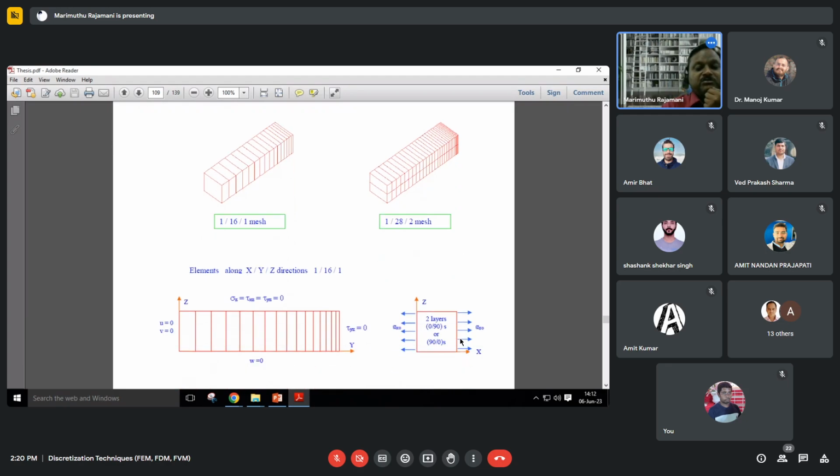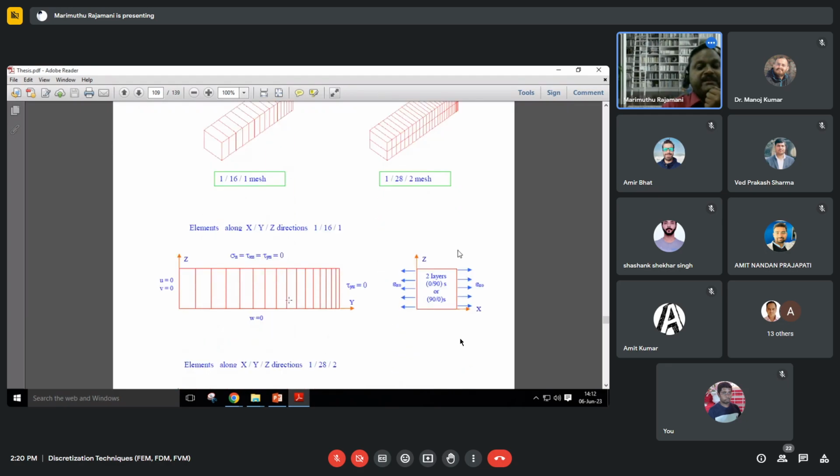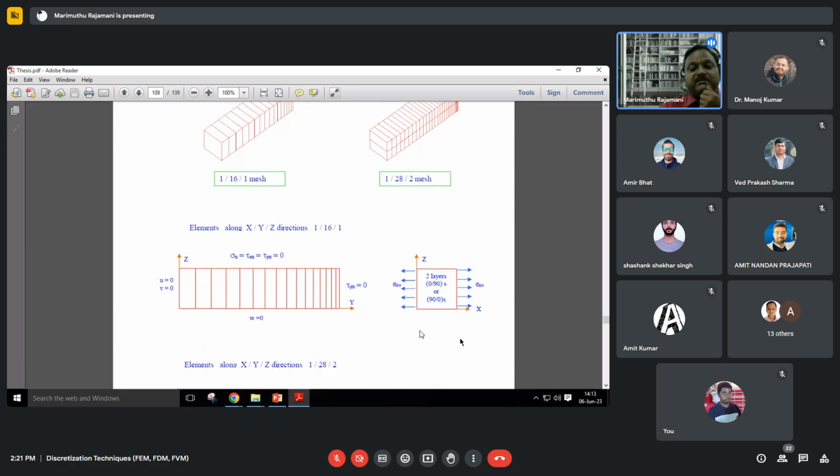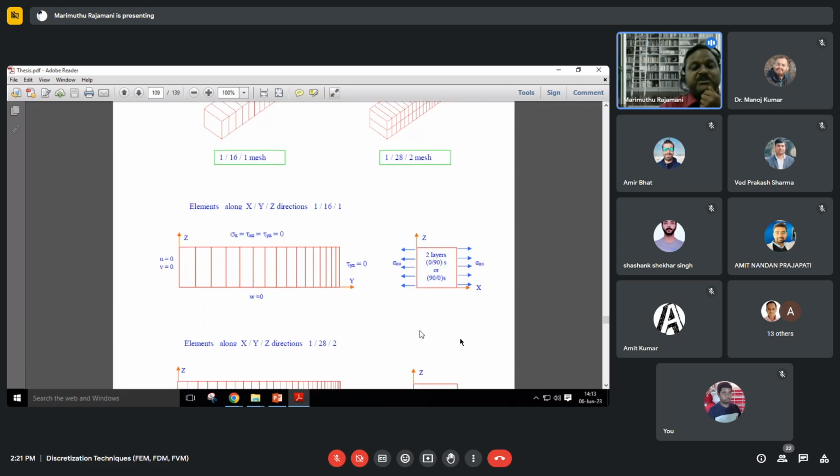Here, one extra advantage one can get is that one can even suppress sigma z, tau xz, tau yz as 0. It is possible. That is, the boundary stress is 0, and here also tau yz is 0. That is possible to apply here. Okay, and this has been solved.